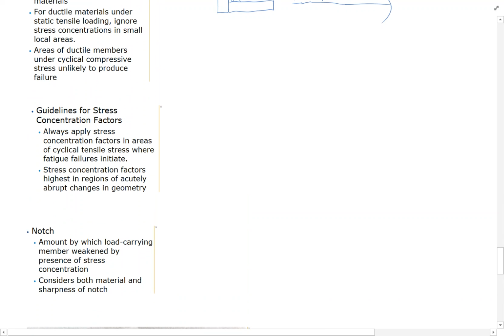So if I've got stress concentration factors in areas of cyclical tensile stress, especially with brittle materials, that's where fatigue failures are going to initiate, and that's where I need to focus my time. And again, a stress concentration factor is an abrupt change in geometry. So the example would be a sharp corner or a notch.